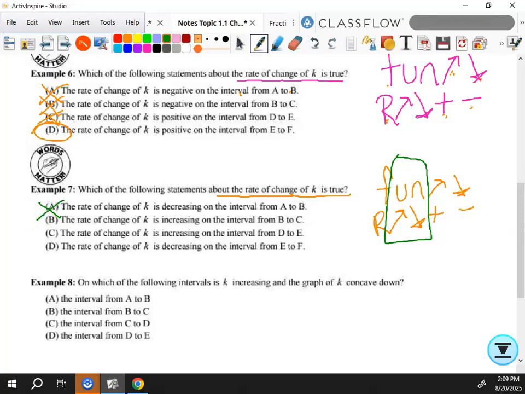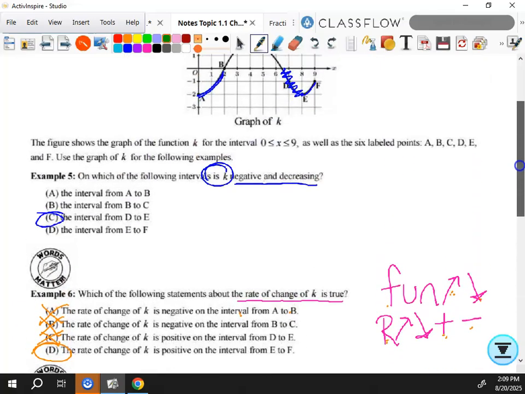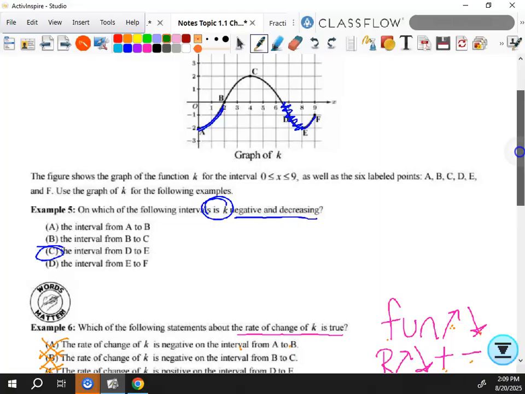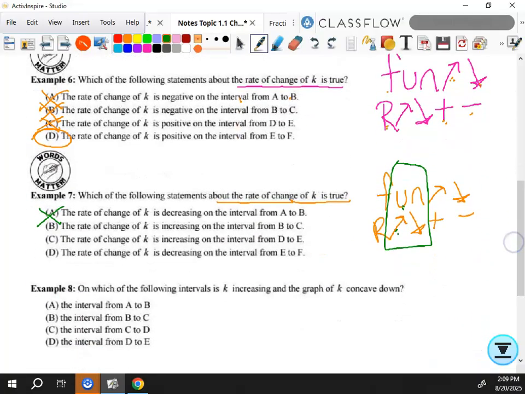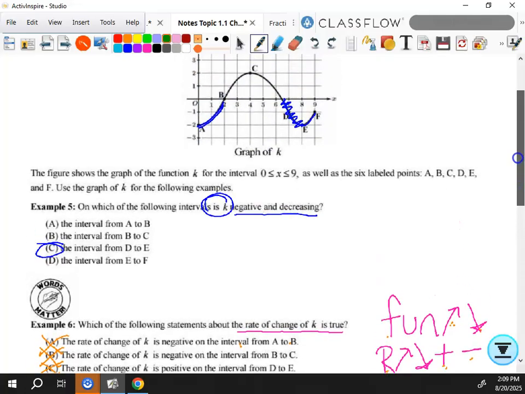All right, so then increasing, if the rate of change is increasing, the function should be concave up. B to C, is the function concave up? No, so we don't like B. C says the rate of change of K is increasing, which would mean function would be concave up. Are we concave up from D to E?